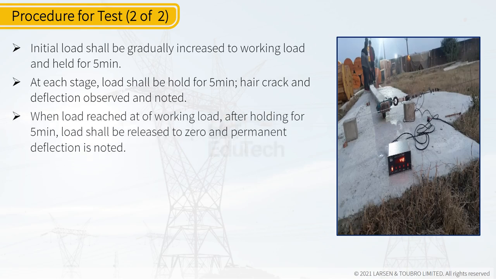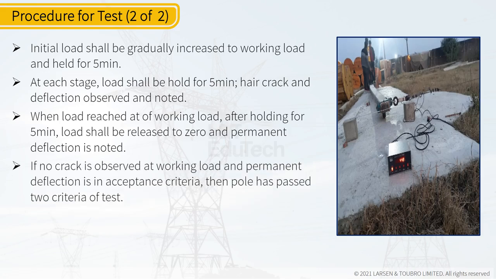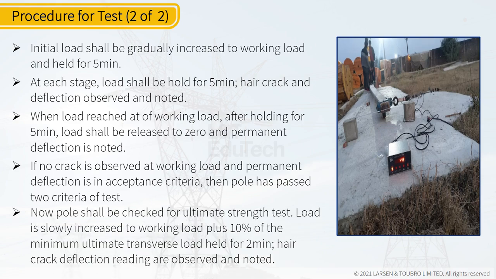When the load reaches working load, after holding for 5 minutes, the load shall be released to 0 and permanent deflection is noted. If no crack is observed at working load and permanent deflection is within the acceptance criteria, then the pole has passed two criteria of the test. Now the pole shall be checked for the ultimate strength test.